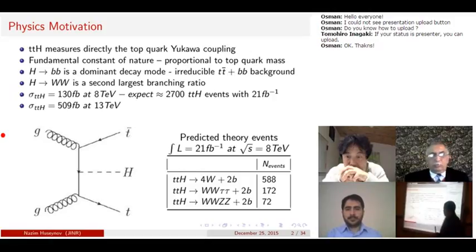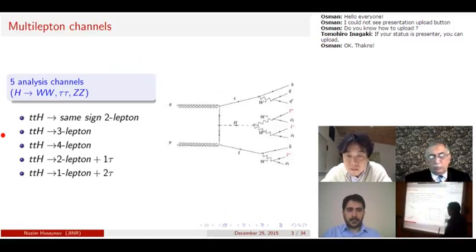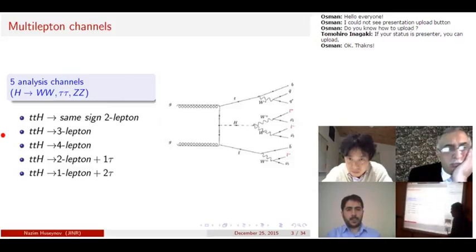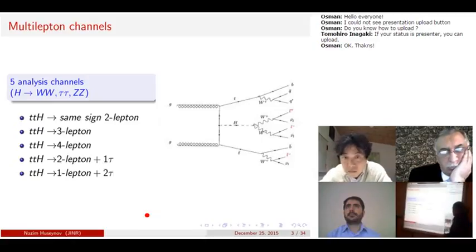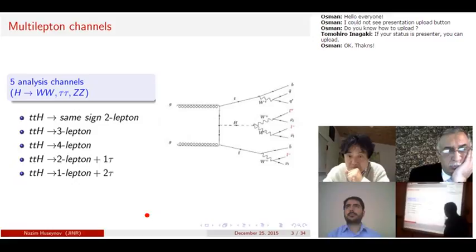So we have five ttH channels, with the Higgs decaying to WW, tau tau, and ZZ: ttH to same-sign leptons, ttH to 3 leptons, ttH to 4 leptons, ttH to 2 leptons plus 1 tau, and ttH to 1 lepton plus 2 taus. On the right side, you can see the diagram for ttH to 3 leptons. The top quark decays to W and b, and the final state has 3 leptons and 1 neutrino, 2 b quarks, and several neutrinos. Next slide, please.